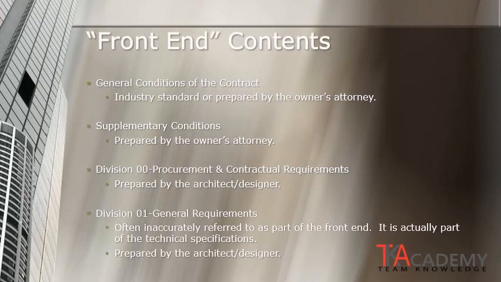The typical contents of the front end of the project manual consist of the following: the general conditions of the contract, which is usually the industry standard or prepared by the owner's attorney; supplementary conditions, which is a way of modifying the general conditions, typically prepared again by the owner's attorney; Division 0, which is the procurement and contractual requirements, often prepared by the architect or designer; and Division 1, general requirements, which are part of the technical specifications. This is inaccurately referred to as the front end, but is actually part of the specifications. Division 1 is prepared by the architect and designer.